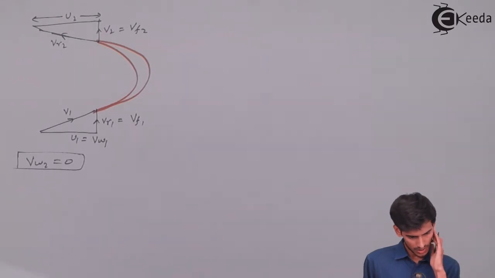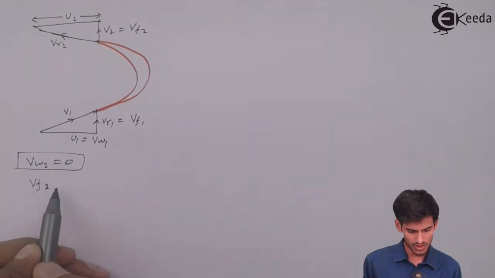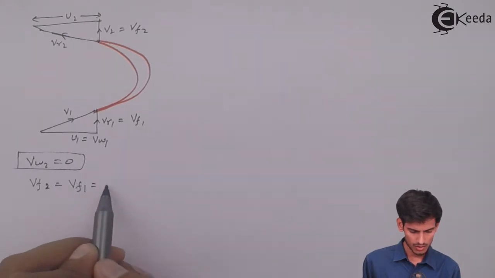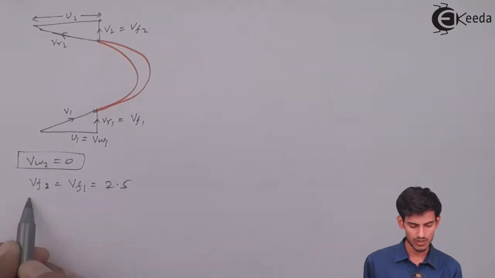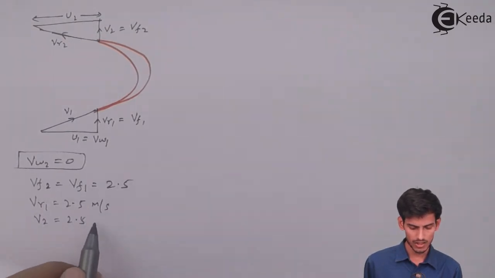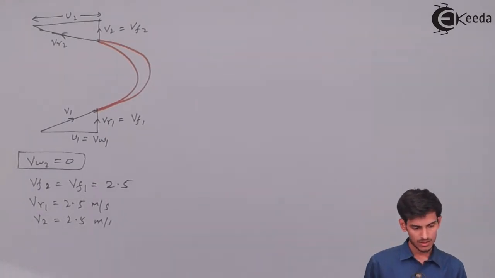So let's see what the given data is. The velocity of flow is constant, so Vf2 is equal to Vf1 is equal to 2.5. But as you can see in the triangle, Vf1 is equal to Vr1, so Vr1 is also 2.5, V2 is also 2.5. As you can see from the triangle, we can make it out.